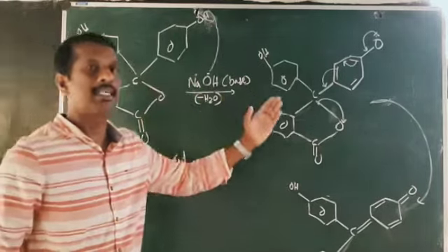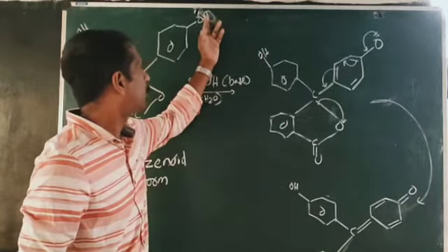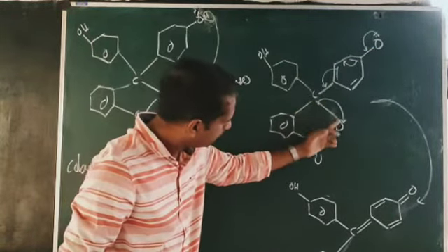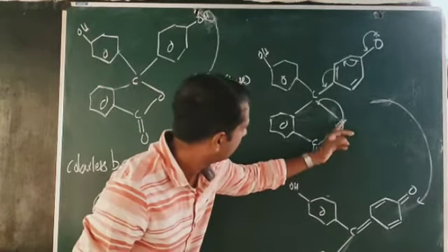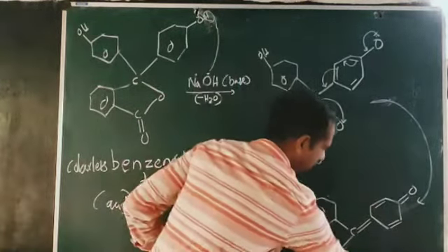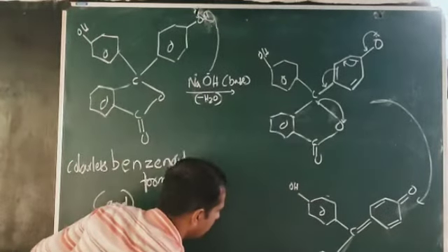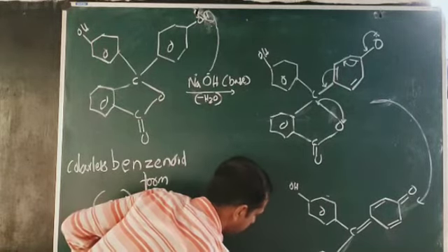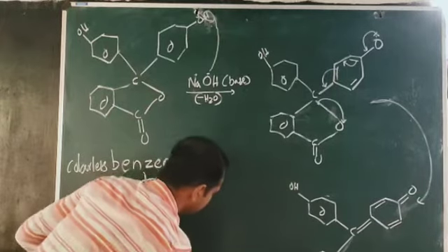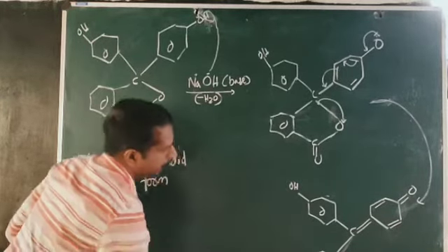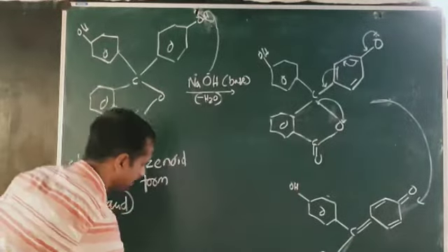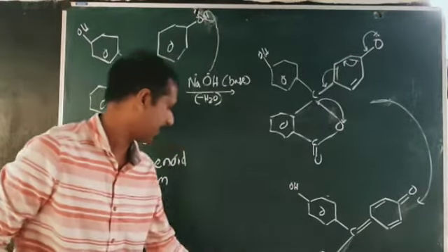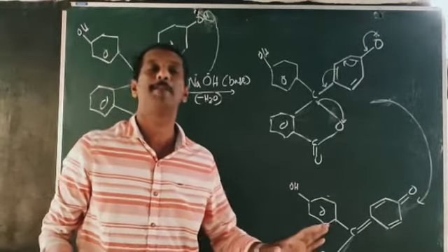Now in basic medium, what is happening? The base removes a proton, and there is a rearrangement of bonds, and finally this bond is breaking, and it will change into C double bond O minus. This form is called what? Quinonoid form, and it is pink colored. That means in basic medium, phenolphthalein exists in the quinonoid form. Quinonoid form is pink in color.